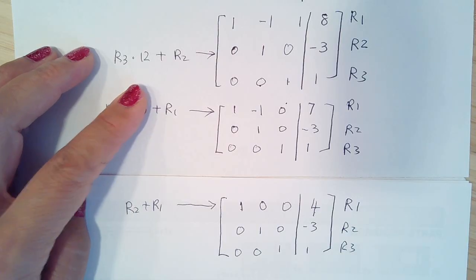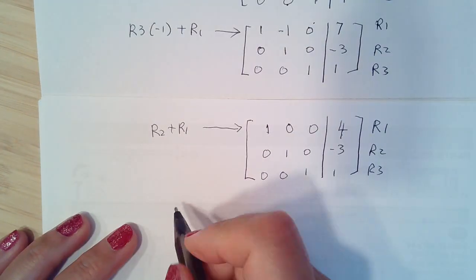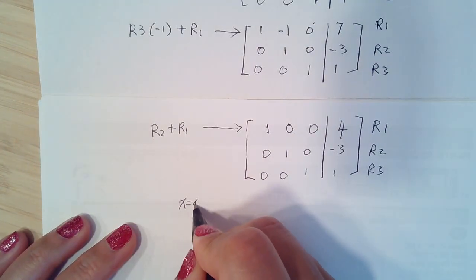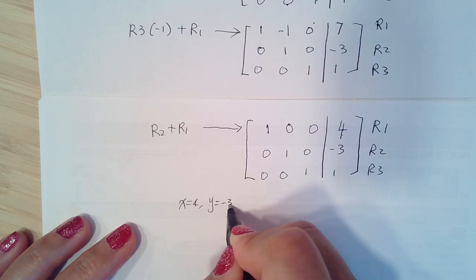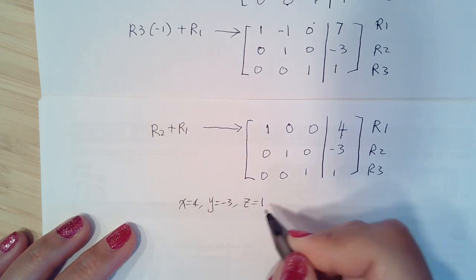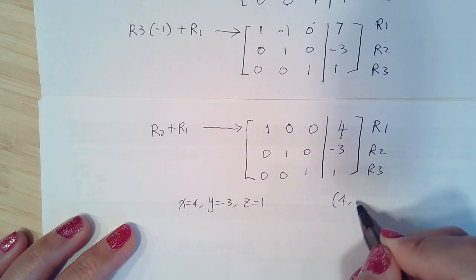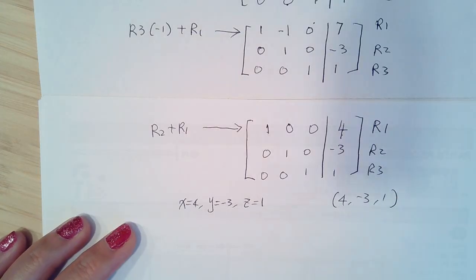Okay. Phew. The answer is this. X equals 4, y equals -3, z equals 1, or you say 4, -3, 1. That's how you use the matrix to solve a system of linear equations.